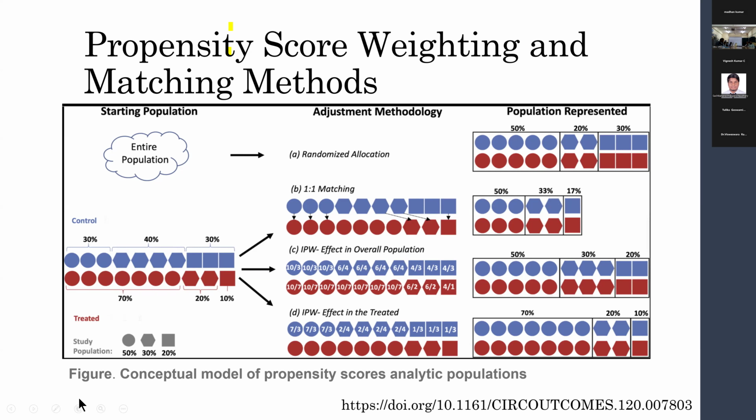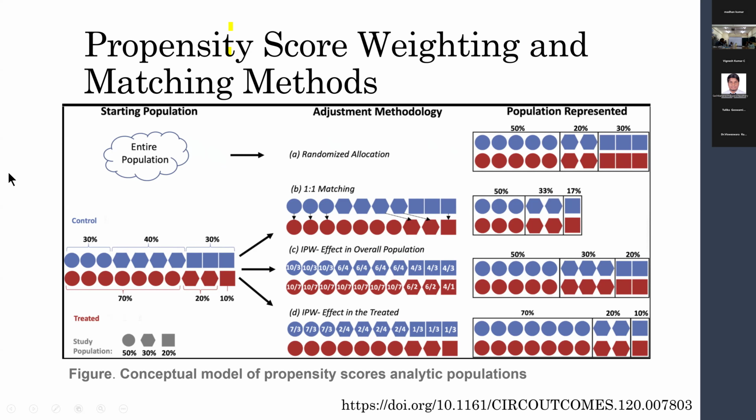Now, suppose this is a study population in which circle is 50%, hexagon is 30%, and 20% are squares. There are multiple ways to do this randomization and modeling. One of them is randomized allocation. One way to adjust is to randomly allocate. That is what we normally see. So you randomly allocate and they are fully matched.